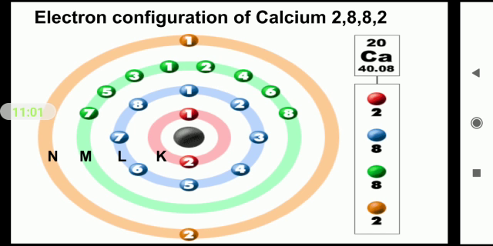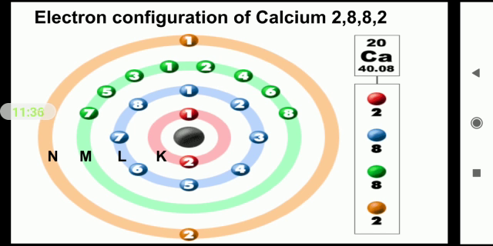The second shell can accommodate a maximum of 8 electrons. So in the L shell the number of electrons is 8. The third shell can accommodate a maximum of 18 electrons, but if we put the remaining 10 electrons, it will be against the law, that is, the outermost shell can accommodate only 8 electrons. So the number of electrons in M is 8.